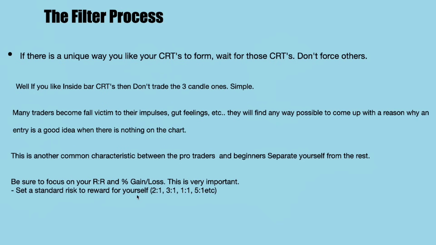Set a standard risk-to-reward for yourself, whether it's 2-1, 3-1, 1-1, or 5-1 RR. Whatever it is, stick to it. If you only want to take 3-1 trades, then only take those trades. Don't settle for a 2-1 trade. If a 2-1 trade shows up, don't take it. Wait for a 3-1 trade to form. If it doesn't happen today, wait for tomorrow. If it doesn't happen tomorrow, wait for the next day. Be patient. That wraps up everything you need to know about CRT.